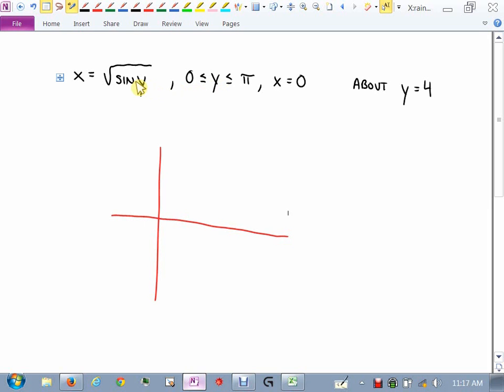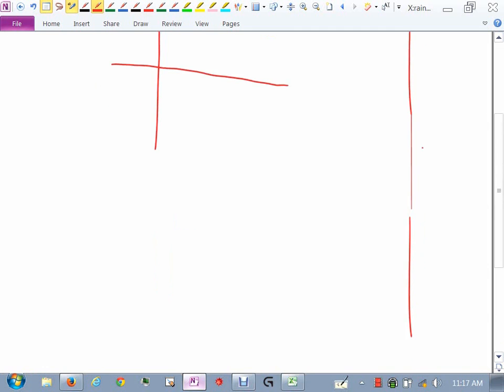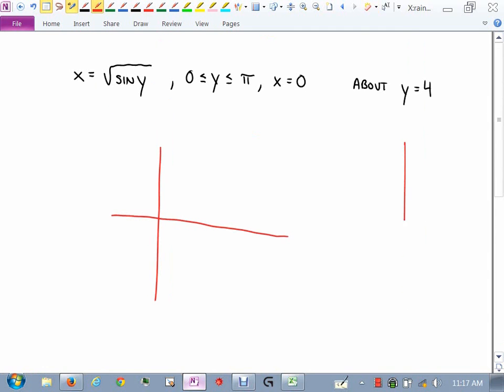So let's just try and plug a value in for this. What would happen if we plug in 0? Sine of 0 is 0, right? Square root of 0 would be 0. So I'm going to do a little t-table over here. If I plug in y, what do I get for x? We said if we plug in 0 for y, we get 0 for x, right? So that's 1 point on my graph.